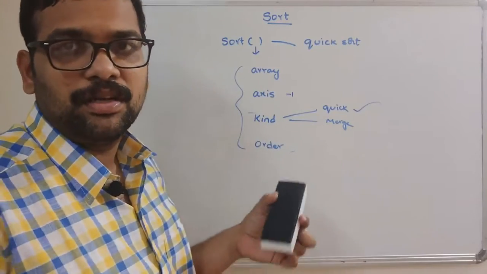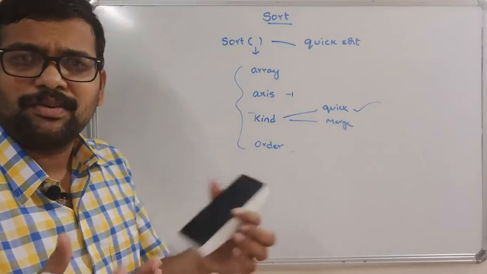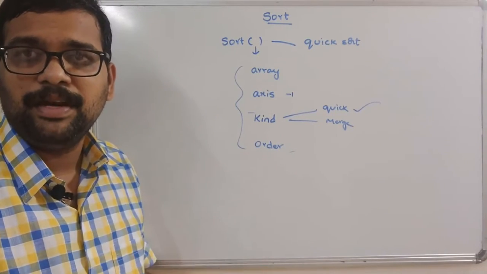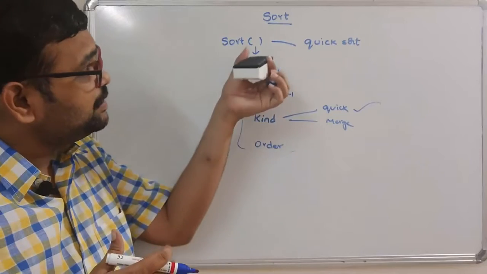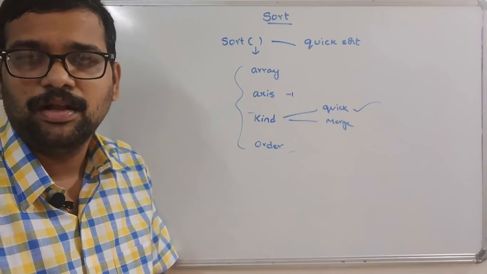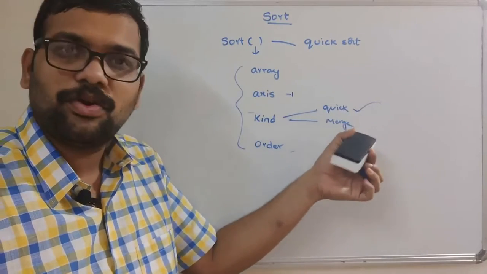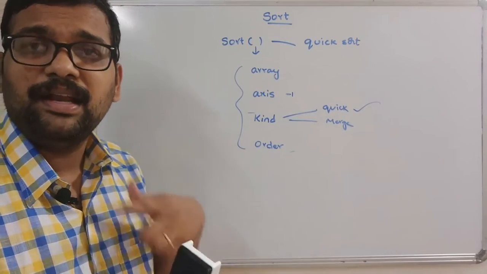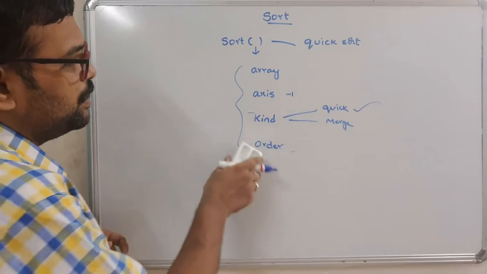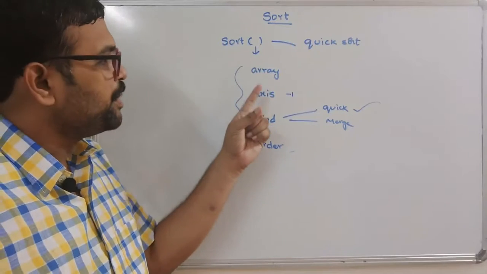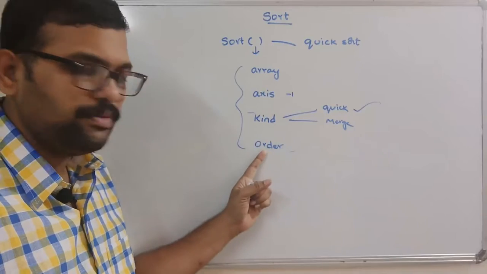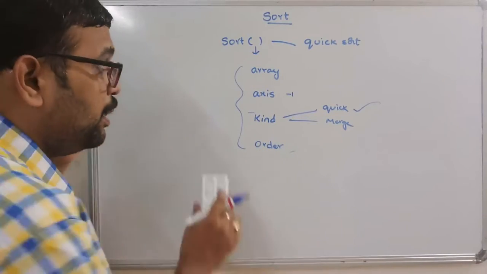We can just ignore this kind because we can go with quick sort. Whatever the sorting technique, we'll get the same result. The procedure will be different, but finally all the elements will be in sorted order, whether it uses quick sort, merge sort or any other technique. So we can skip this third parameter and go with three parameters: array, axis, along which axis it should be sorted, and the order.